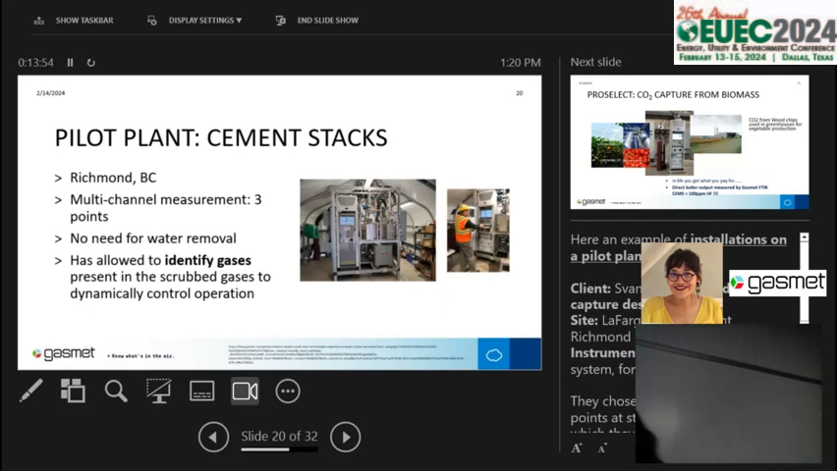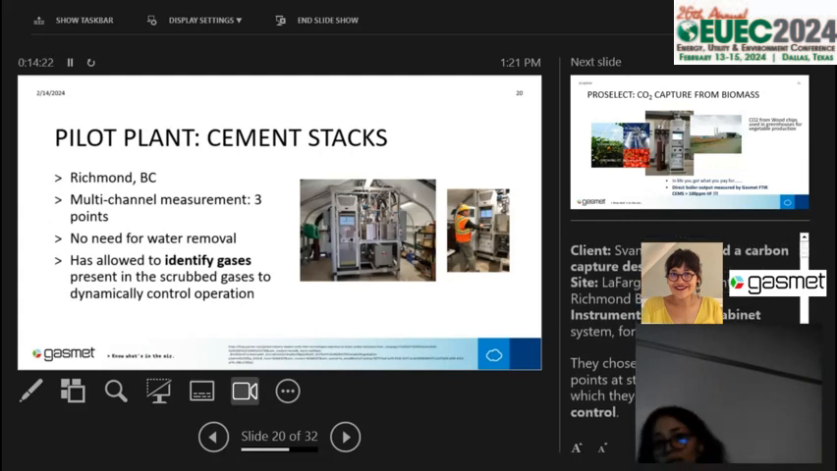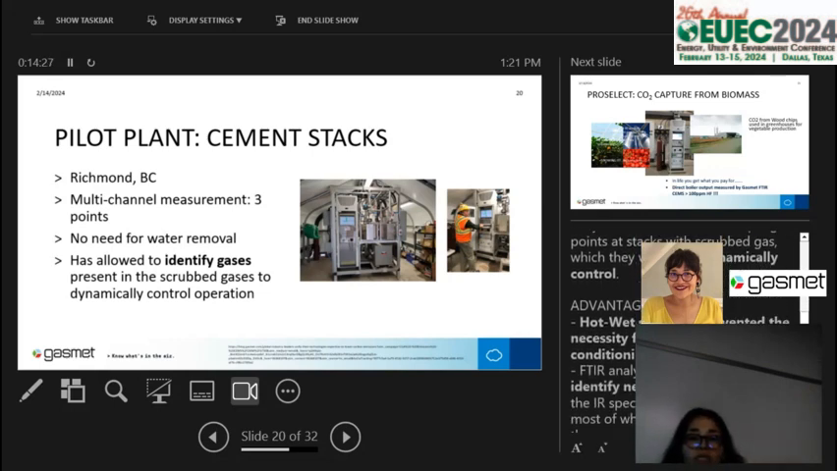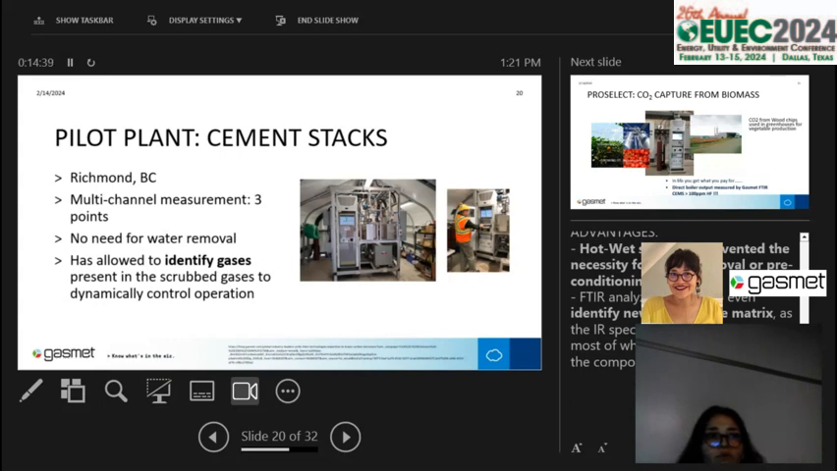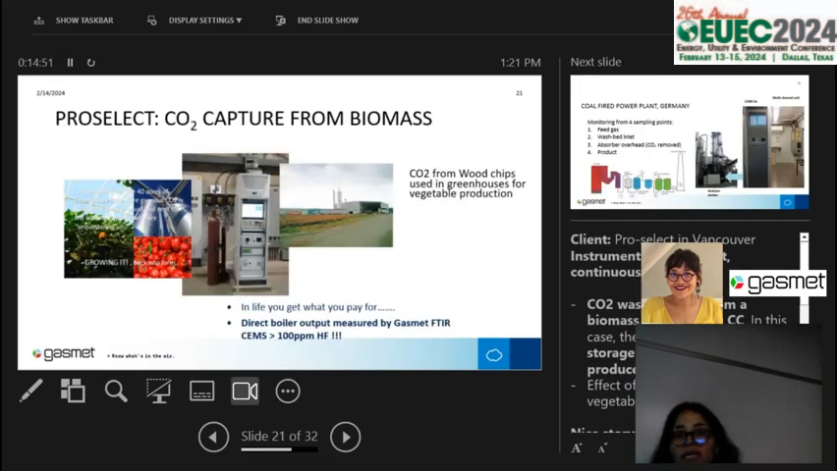We have some installations using more of a continuous emissions monitoring, or CEM, type of cabinet. One example here is a CEM installed at a cement facility by Lafarge, where the carbon capture plant was designed and built by Svante. They developed a membrane-based carbon capture system, and chose to have 3 sampling points at stacks with scrubbed gas that they wanted to dynamically control. They chose a hot-wet sampling system to avoid the necessity for water removal, drying, or preconditioning. And also, of course, the FTIR, because even if they were only interested in flue gases and post-combustion products, they ended up having certain other volatiles in the mixture, and they were able to identify them and add them to their library. So that was a nice add-on.